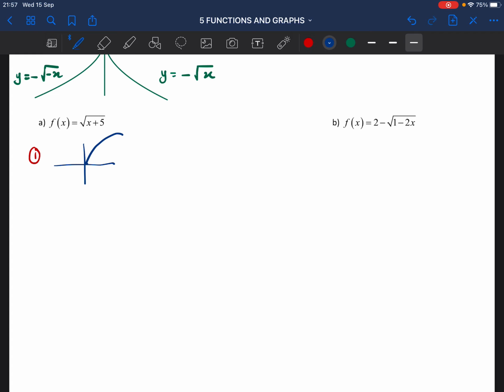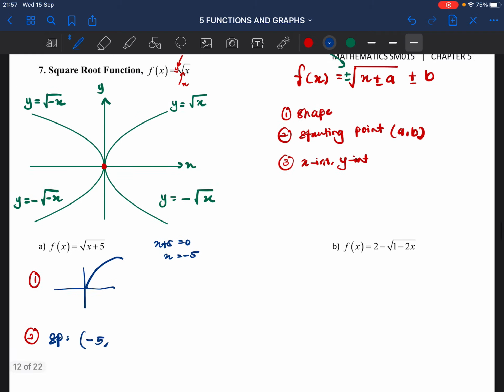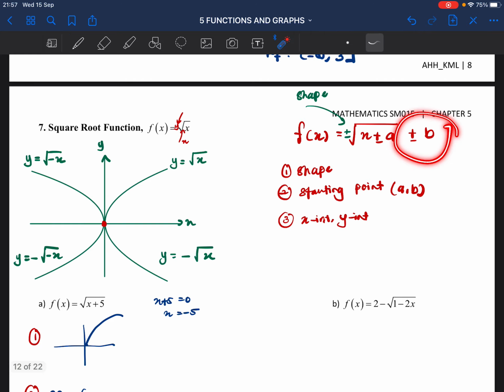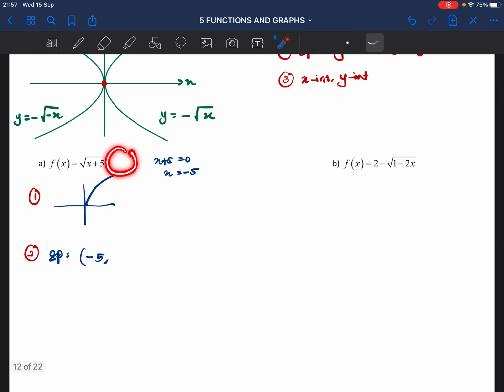Okay, so the second thing that we have to find is the starting point. So starting point ialah yang di dalam ni. We know that x plus 5 is equals to 0, x is equals to negative 5. So our x coordinate is negative 5. Y ialah apa yang berada di luar, B kita. Okay, so kat sini tak ada apa-apa, so that will be 0. Okay, so the starting point is negative 5, 0.